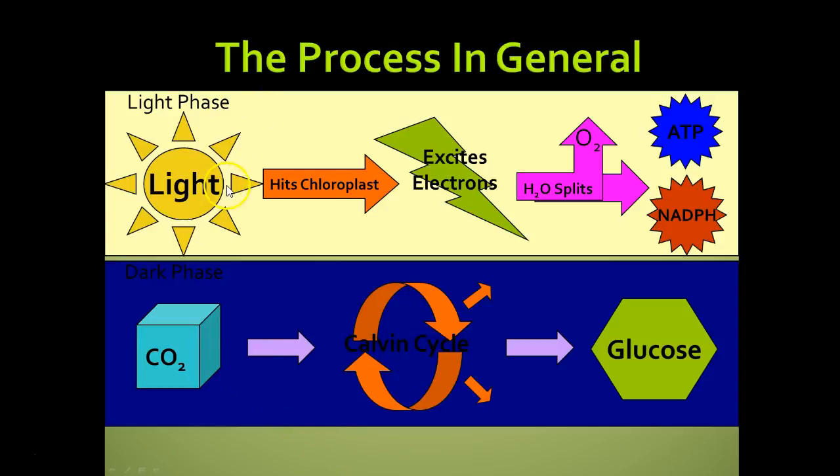Here you can see an overview of that. In the light reaction, the light is going to split the water. That produces oxygen, and then the hydrogen ions are used to make ATP and NADPH. In the light-independent reaction, which is also called the Calvin cycle, the carbon dioxide along with the ATP and NADPH is used to make glucose.